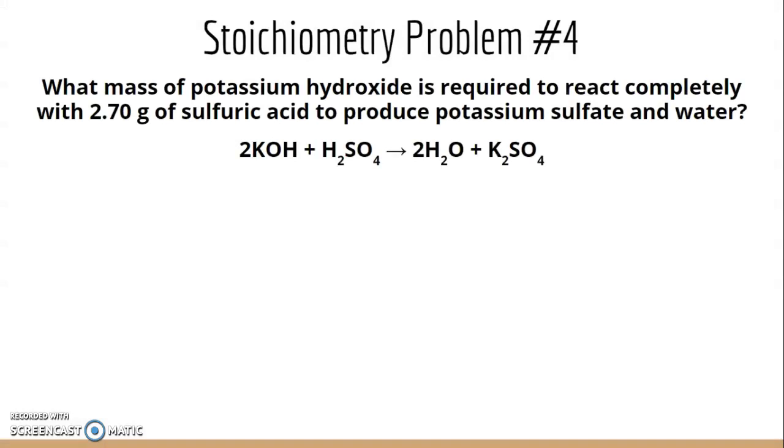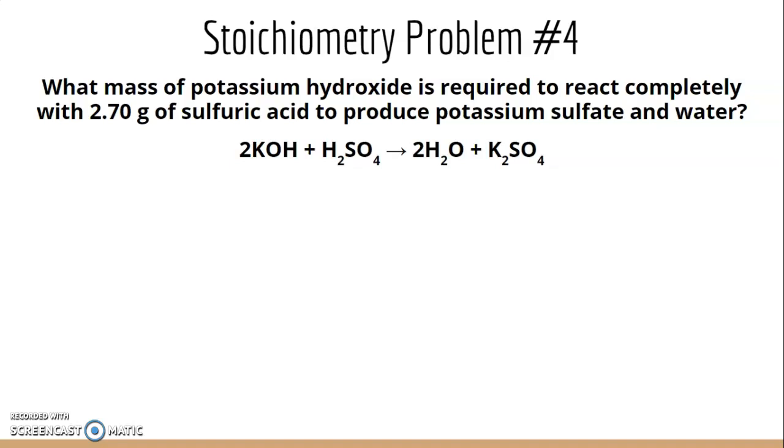This problem says, what mass of potassium hydroxide is required to react completely with 2.7 grams of sulfuric acid to produce potassium sulfate and water? That was a mouthful. Let's break it down. Whenever we have these problems, it's important to understand what the problem is asking. And basically, the problem is simply what the chemical equation gives us, but in words. So it's asking us what mass of potassium hydroxide is required. So that's what we want.